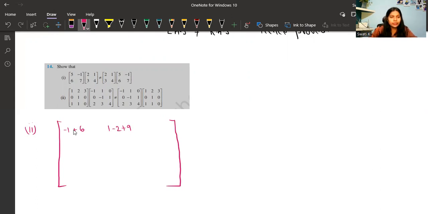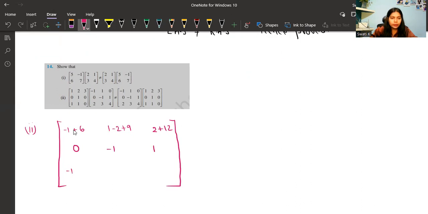Okay, next is 1 times 0 is 0, 2 times 1 is 2, and 3 times 4 is 12. Next is 0 times -1, 0, 1 times 0, 0, and this is 0. Next is this second row and second column. So 0, -1, and then 0. Next is 0, 1, and then 0. Next is 1 times -1 is -1, 1 times 0, and then 0 times 2 is 0 only.